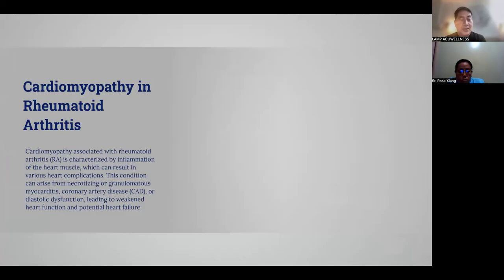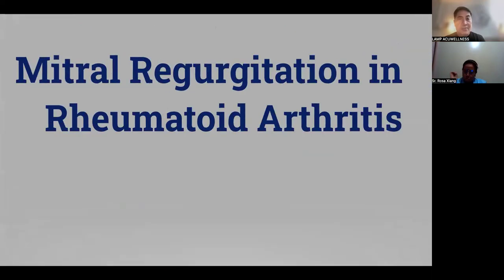Cardiomyopathy. So in cardiomyopathy, there is already inflammation of the heart muscle. Of course, there will be heart complications, no, eventually. This can arise from necrotizing or granulomatous myocarditis, coronary artery disease, or diastolic dysfunction, leading to weakened heart function and potential heart failure. Ang dami na, di ba?